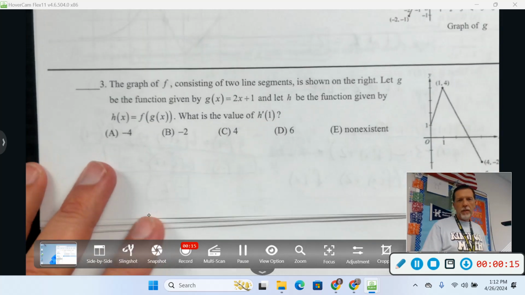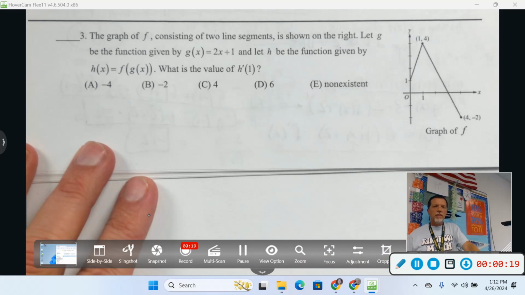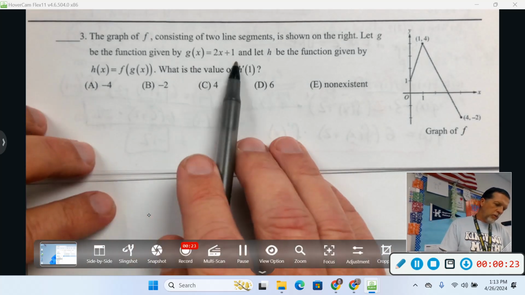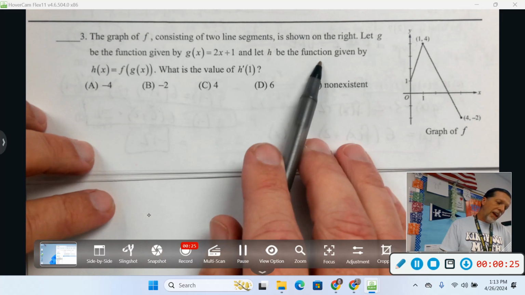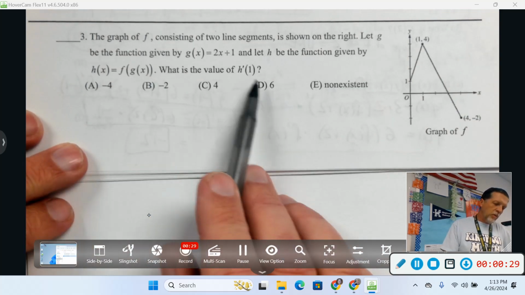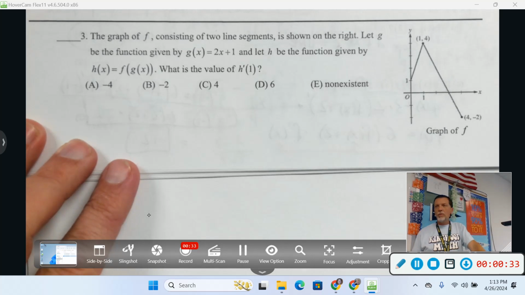Let's do number 3. The graph of f consisting of 2 line segments is shown on the right. Let g be the function given by g of x equals 2x plus 1. Let h be the function given by f of g of x. What is h prime of 1? Okay, it jumps. I guess that's what happens when you start with number 3.